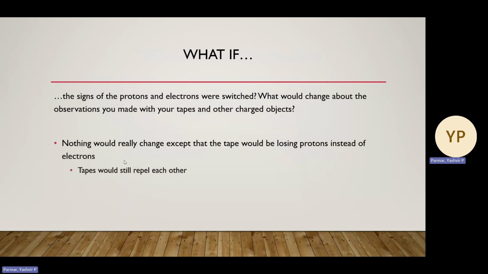So now for some what if questions. So what if the signs of protons and electrons were switched? What would change about the observations you made with your tapes and other charged objects? Nothing would really change except the tape would be losing protons instead of electrons. The tapes would still repel each other. The constants remain the same.